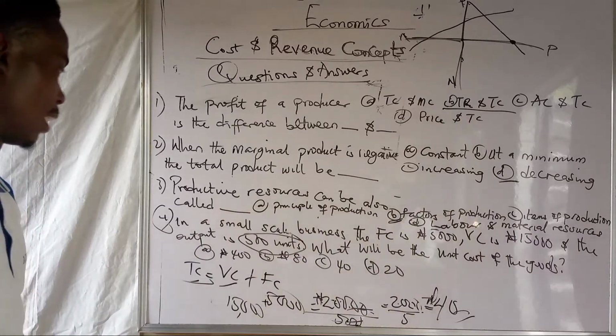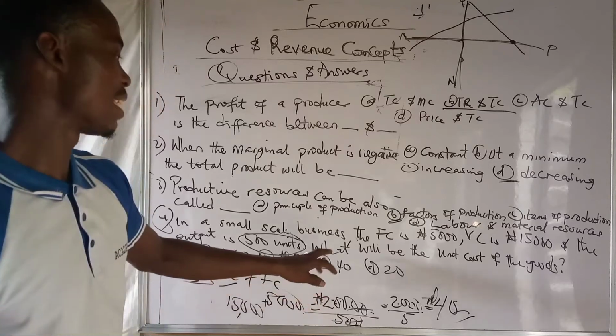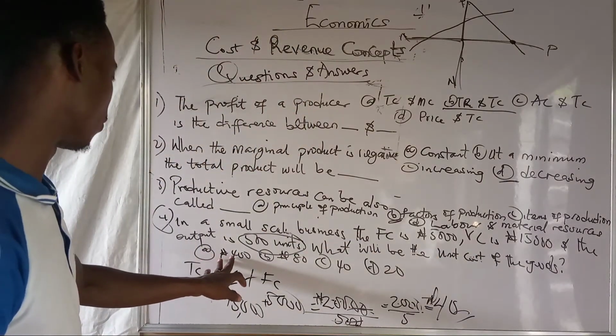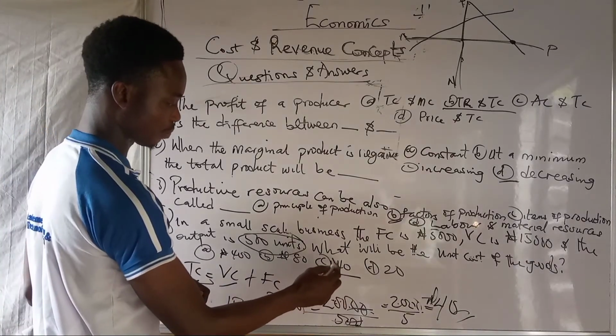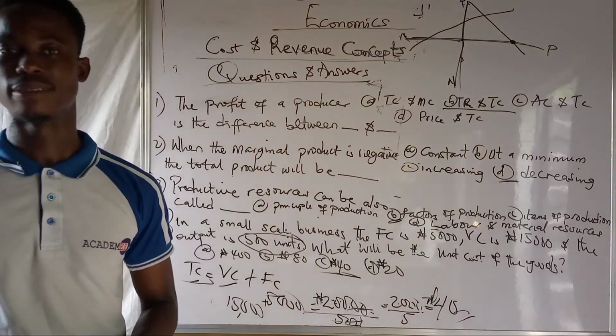So that's there. But with the options here, what will be the unit cost of the goods? He said we have 400, 80, and we have 40 at this point. So that's it.